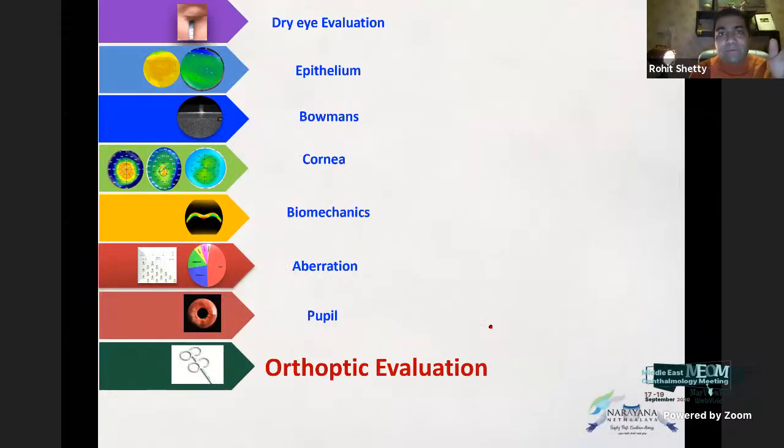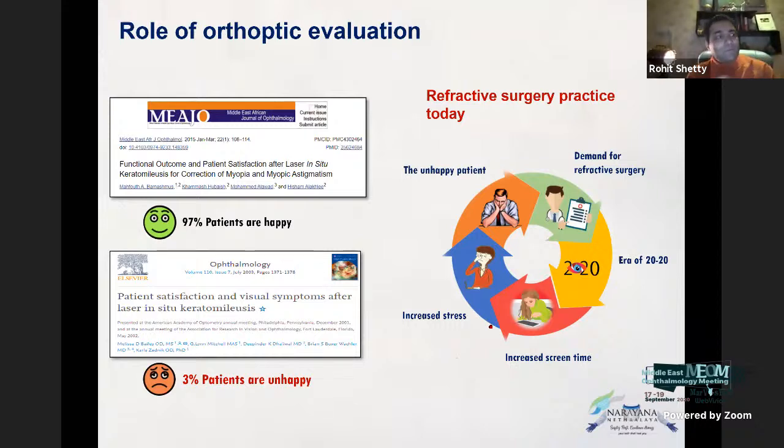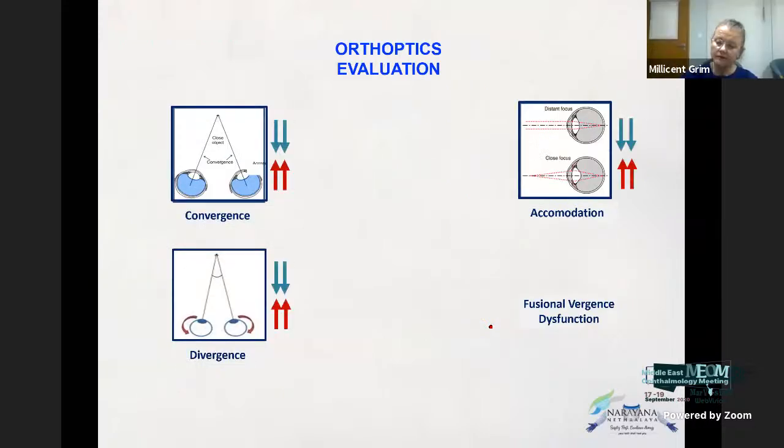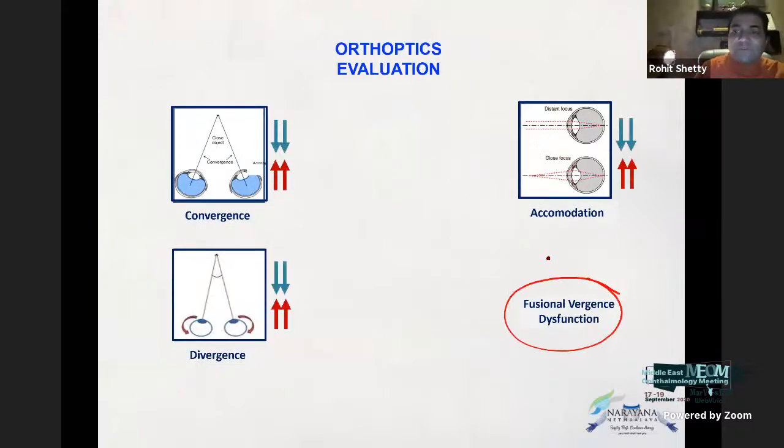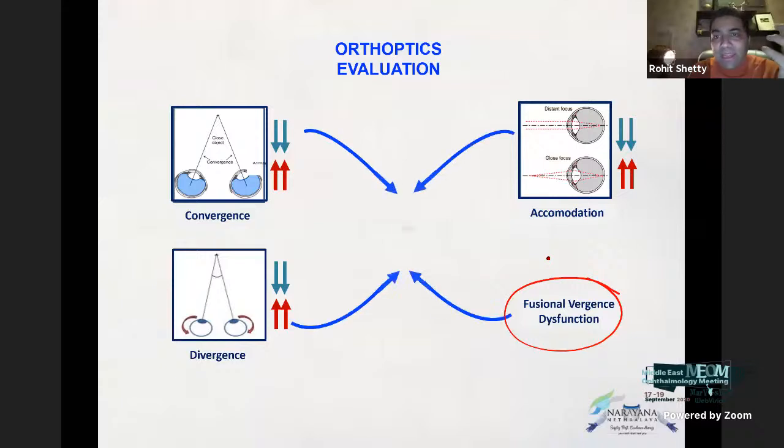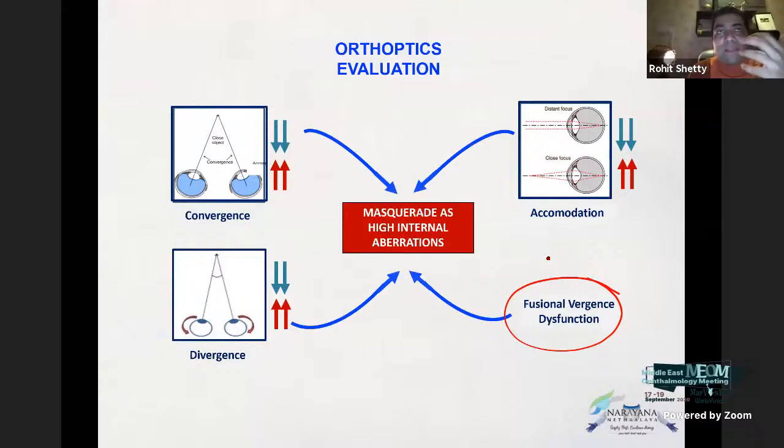And orthoptic evaluation is one of my favorite ones, because most of my unhappy patients come because they are binocularly not stable. Their vision is not stable because there is convergence excess, accommodation excess, fusional vergence dysfunctions. I have to take care of it, especially if you're treating a lower myopia, or a patient who has had mild orthoptic issues, headaches, or sometimes they masquerade as high internal aberration or they pseudo-accommodate.